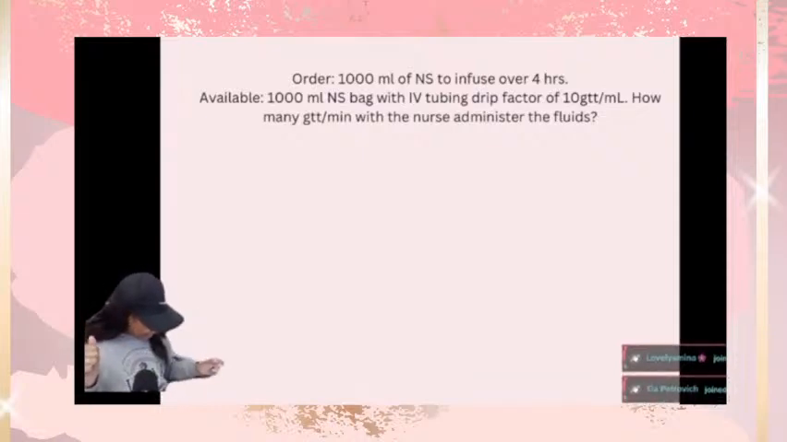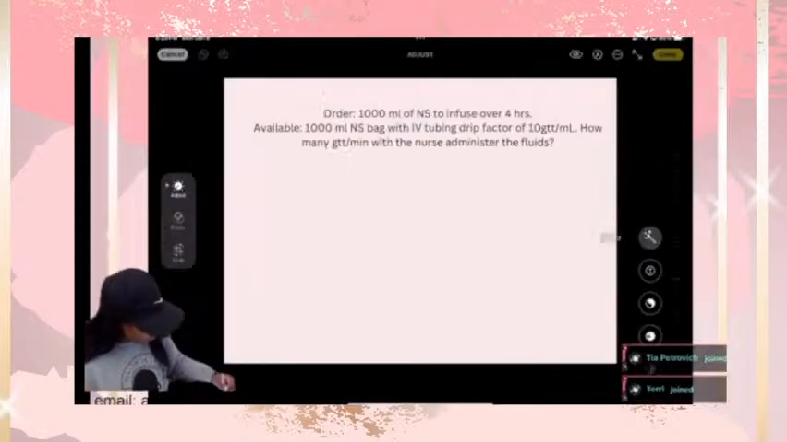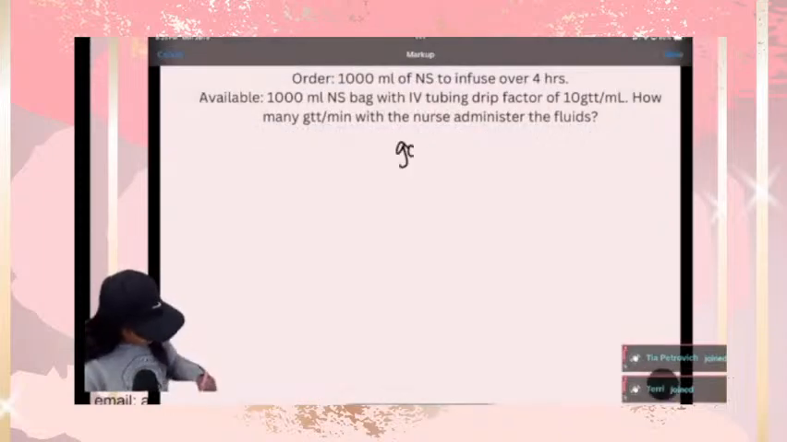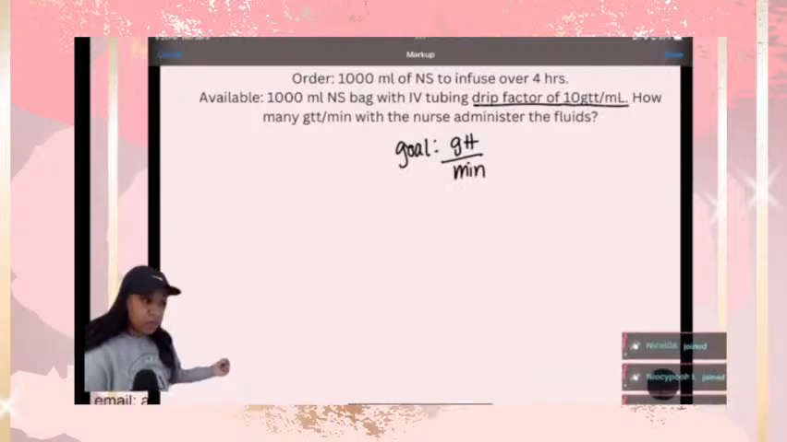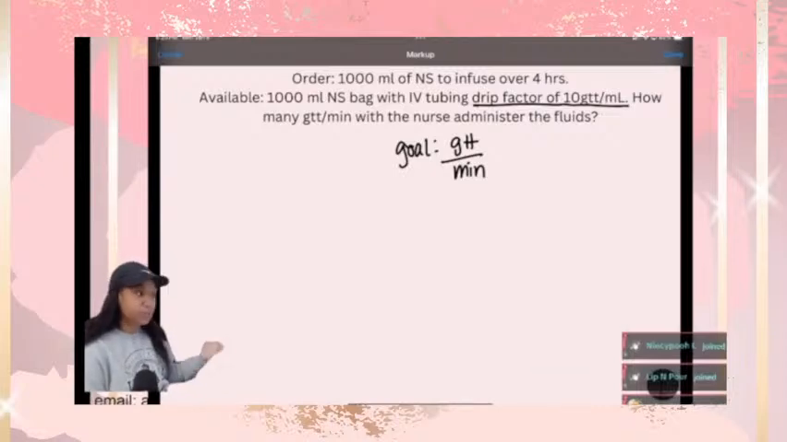So 1,000 mLs over 4 hours. You got tubing with a drop factor of 10 drops per mL. How many drops per minute are we going to set the fluids? So our goal is going to be drops per minute. You see that drop factor? Those are the problems where you have to find drops per minute, okay? If it says IV pump and doesn't have a tubing factor, that's going to be milliliters per hour. And it normally says that too, okay?